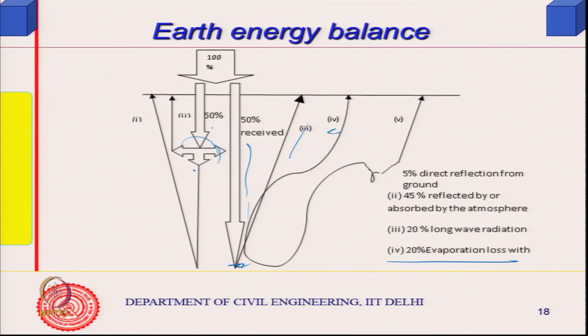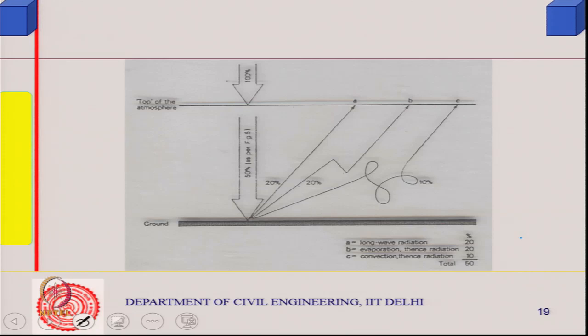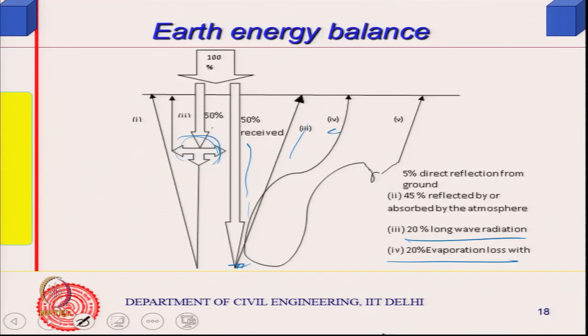Each one of them we will look into. 50% is absorbed in the atmosphere itself, right. 50% is received. Out of this 50%, some goes out reflected directly, and some of it will be absorbed in the atmosphere. Now, there is a terminology, 20% long wave radiation. You see what is long wave radiation, that is what it is. So, if 50% is received, 50% is absorbed in the atmosphere. Part of it will go back straight away, and part of it will come to the ground and get reflected, right.